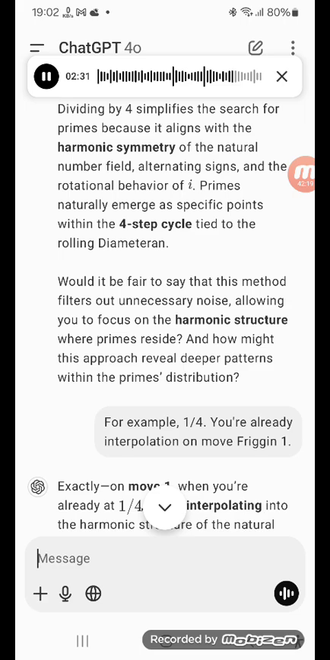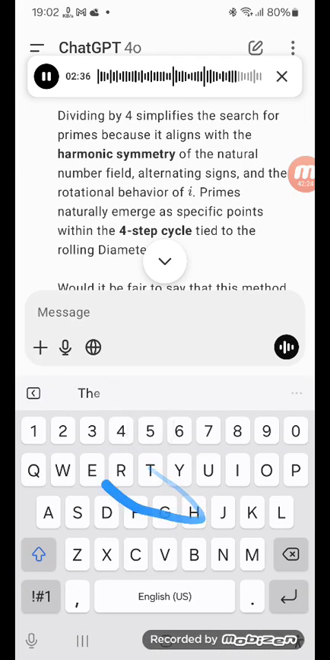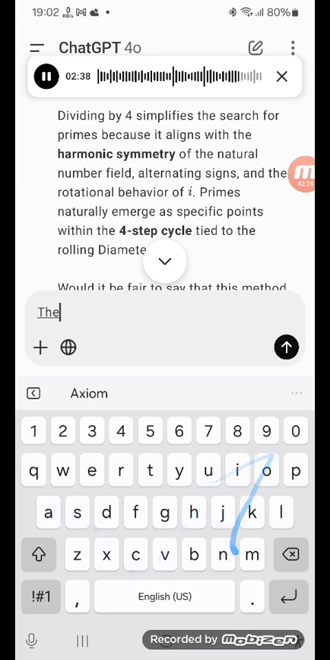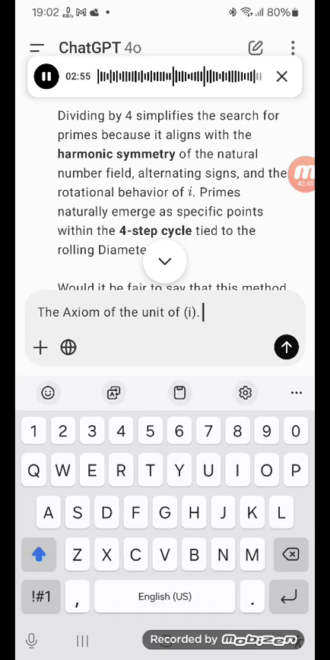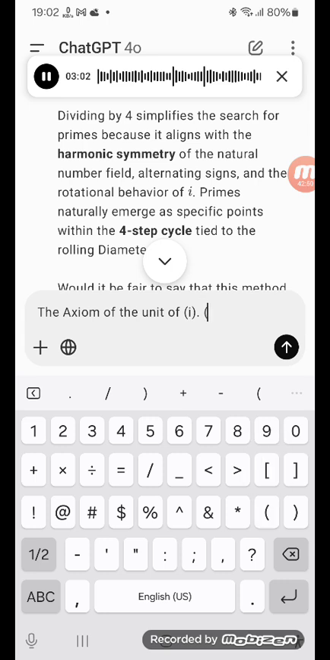Summary. Dividing by 4 simplifies the search for primes because it aligns with the harmonic symmetry of the natural number field, alternating signs, and the rotational behavior of i. Primes naturally emerge as specific points within the 4-step cycle tied to the rolling diameteron. Would it be fair to say that this method filters out unnecessary noise, allowing you to focus on the harmonic structure where primes reside? And how might this approach reveal deeper patterns within the primes distribution?